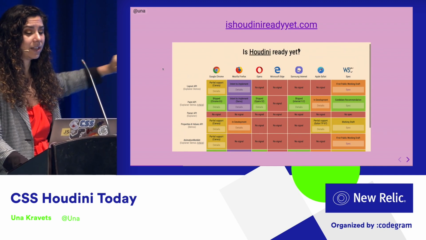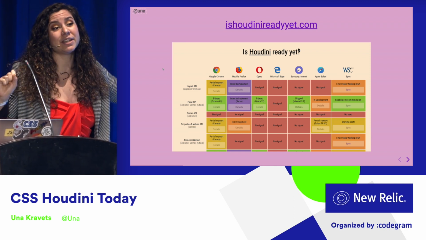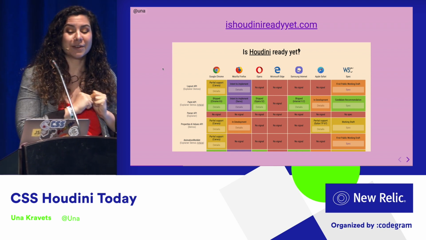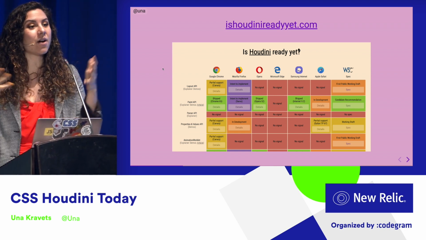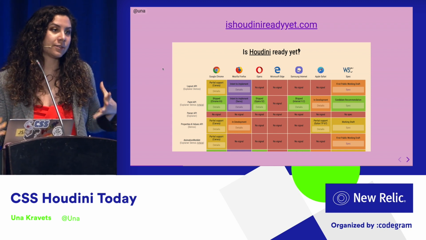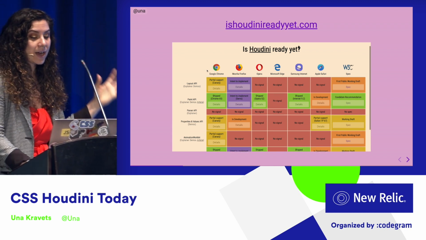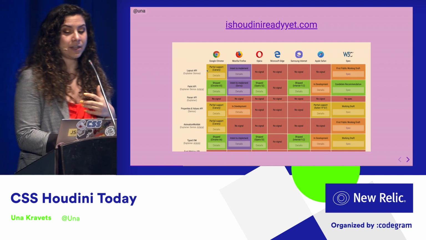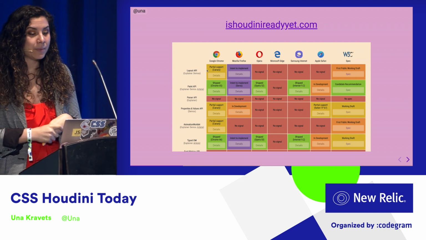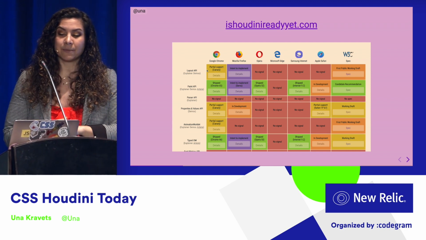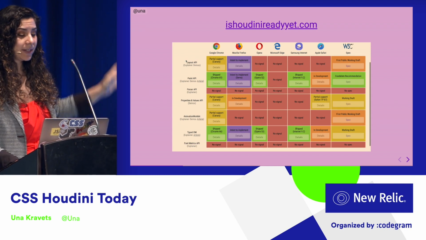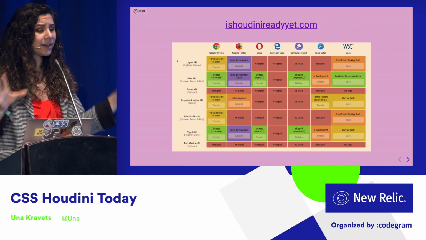If you're interested in this technology, there's this excellent website called ishoudinireadyyet.com, which is where Sam was posing that question from 2 years ago, and it tracks all of the different layouts, because Houdini is sort of this umbrella term for a variety of browser APIs. So it tracks which browsers have an intent to implement, what their current progress is, whether it's shipped, whether it's in progress, in development, if it's intended. Then there's also the W3C spec. So as you can see, there's a lot of different parts that are involved.